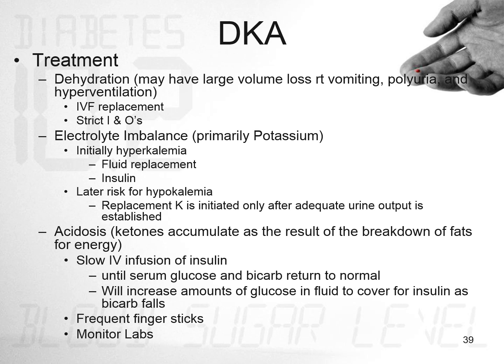And then we'll increase amounts of glucose in the fluid to cover for insulin as the bicarb falls. So as your bicarb starts to fall and everything starts to normalize a little bit, then they'll put a little bit of glucose in the fluid to cover for the insulin that the patient is getting. They'll do very frequent finger sticks to monitor that control. They'll monitor electrolytes frequently as well. And then after the patient is stable, then they'll start changing that patient over to some sub-Q insulin.